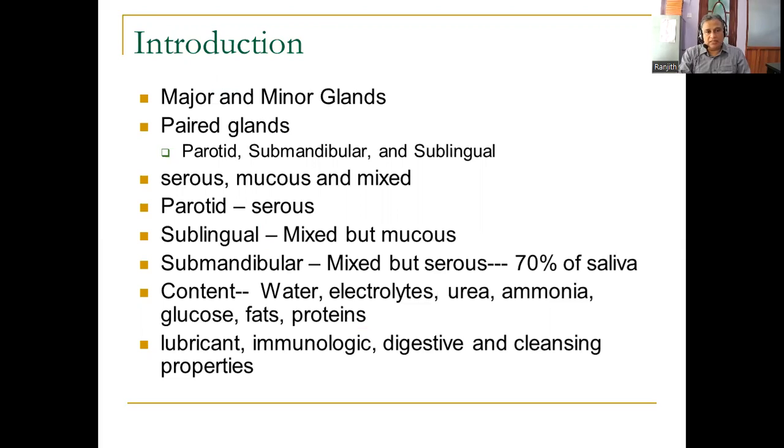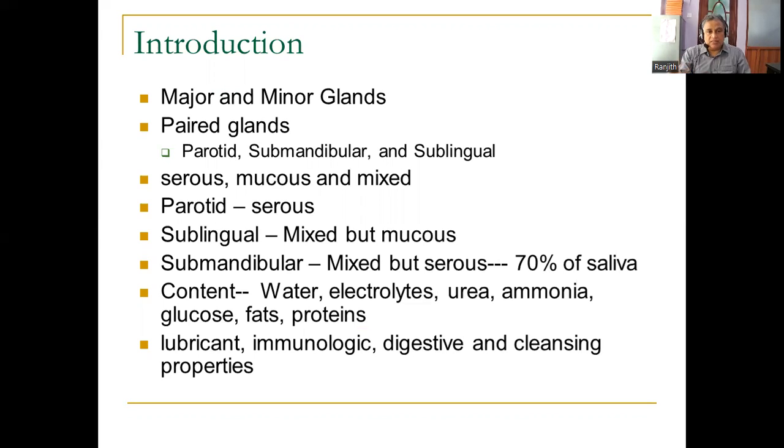Now, as we come to the content of the saliva itself, we see that it is made up of water, electrolytes, urea, ammonia, glucose, fats, and proteins. What are the functions of saliva? It's a lubricant which allows the food, especially the dry food that is being masticated in the oral cavity, to be mixed with the saliva, and it moves down the esophagus into the stomach, and this saliva acts as a lubricant for this movement. It is also immunologic.